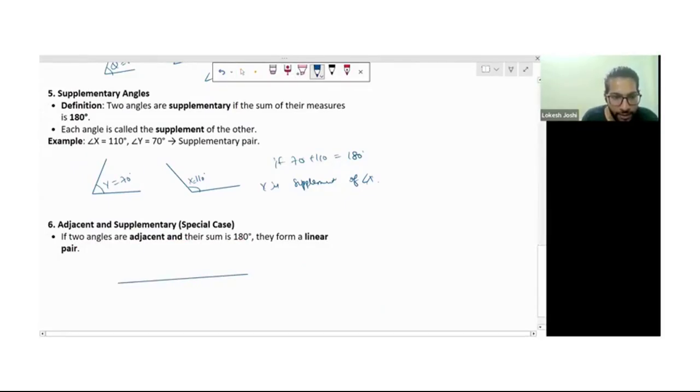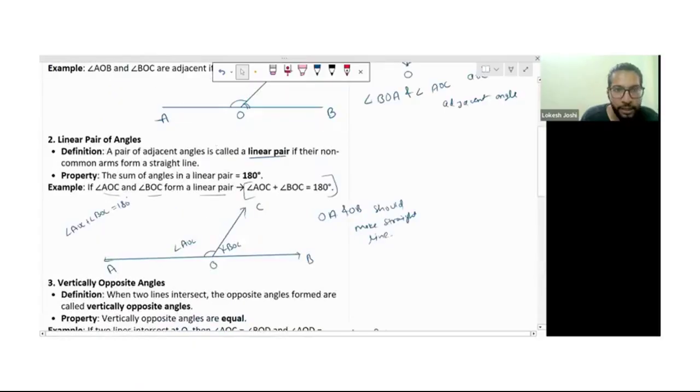Suppose this is the straight line AB, O is the vertex, and C. So we can say angle AOC and angle BOC are a linear pair. And it's the same as the second one.